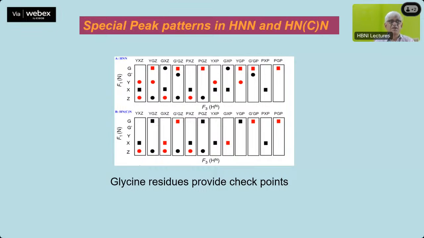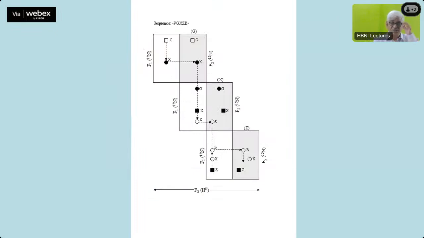Therefore, these distinct patterns will tell you, if you are walking along the polypeptide chain, these provide very distinct checkpoints. These are called checkpoints. So I illustrate this to you with a particular sequence here. PGXZB. This is the sequence, a 5 residue pentapeptide sequence, and you have a G and there is a proline in this point. So you start from the G.